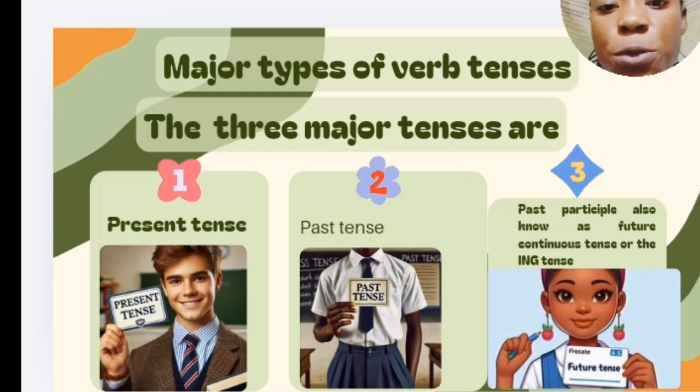We can call the third one the ing tense. We can call it the continuous tense, or we can call it the past participle. So whenever you hear past participle, always know that it is the ing tense, the ing verb. You see walk, walked, walking; talk, talked, talking. Talk is present tense, talked is past tense, talking is the ing tense. Alright, let's delve into it.